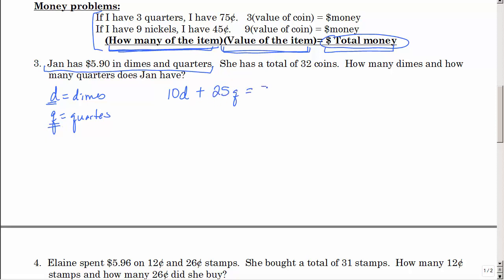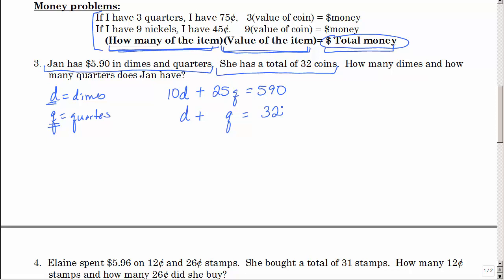So this is how much money Jan has. And so I'm using cents, so I'm taking out that decimal. Now she has a total of 32 coins. This is where you can say D plus Q is 32. That's the number of coins. Be careful here.